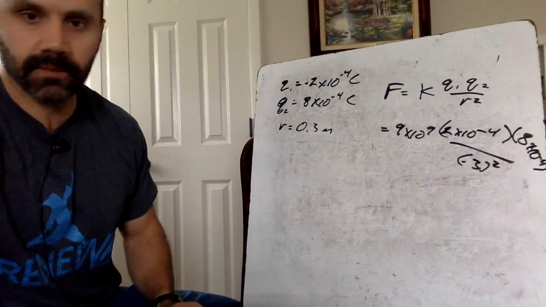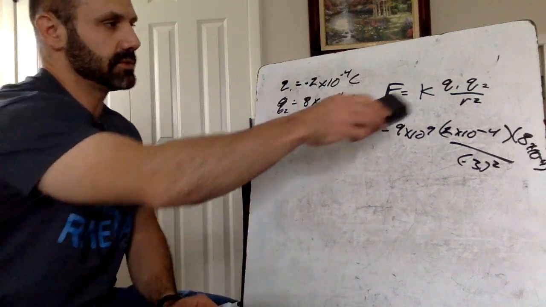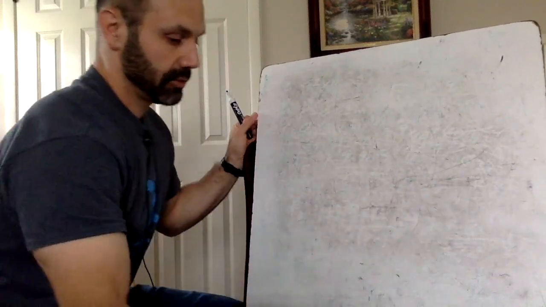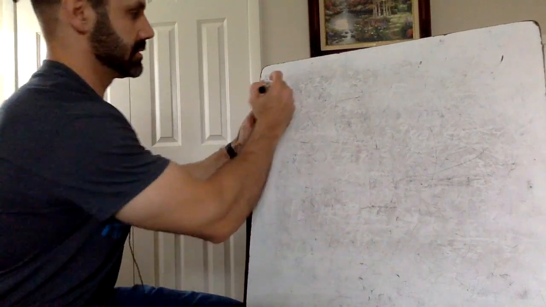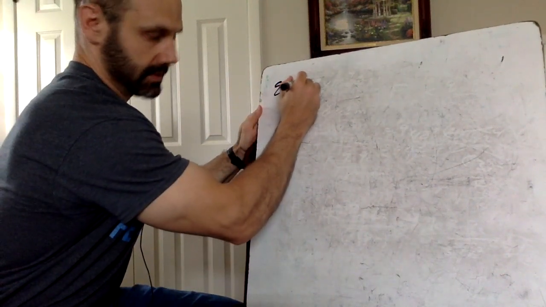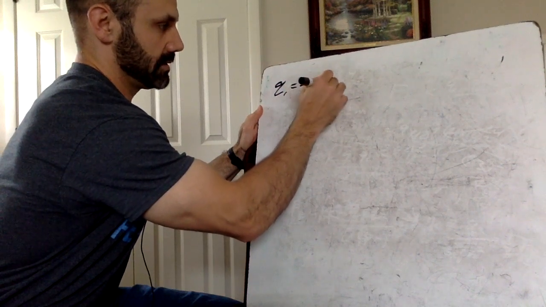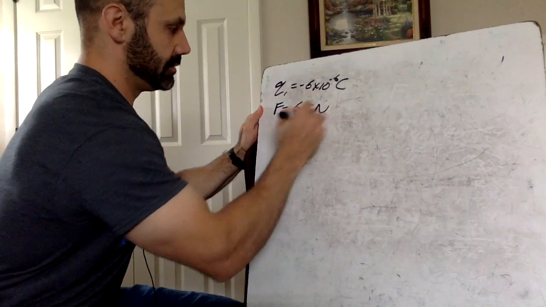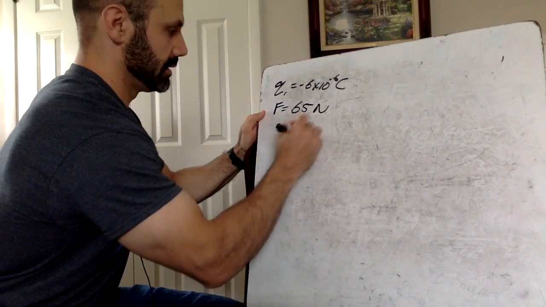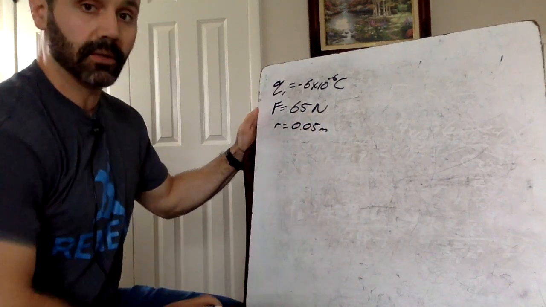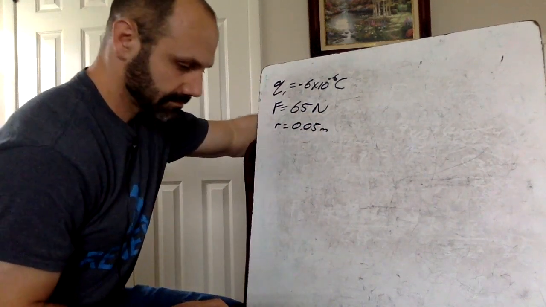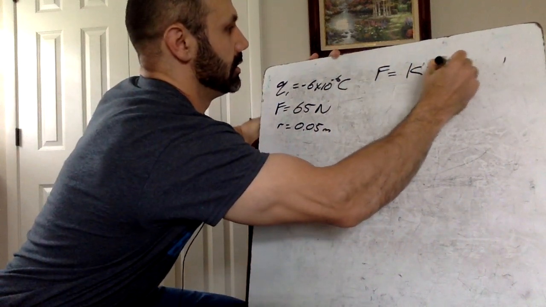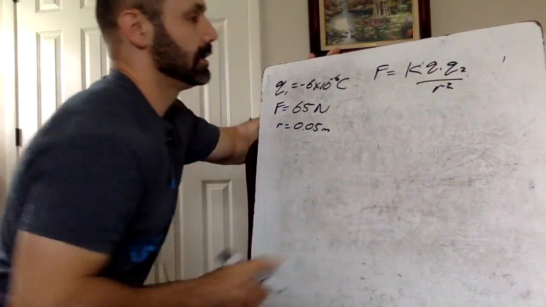Okay, number 10. So this is pretty straightforward. They give you these numbers, you put them in here, and you're done. Number 10 is a little different because here they're giving you the force and they're asking you to find the distance. So Q1, they tell you, is -6 times 10 to the -6th coulombs. The force is 65 newtons, and the distance is 0.05 meters. And they want you to find the other charge. And so it looks like this. We start with F equals K Q1 Q2 over R squared.